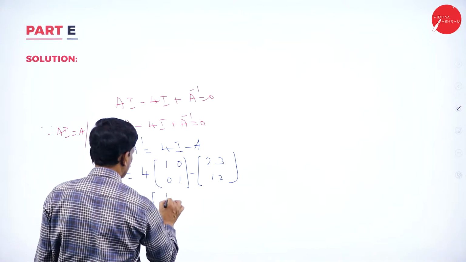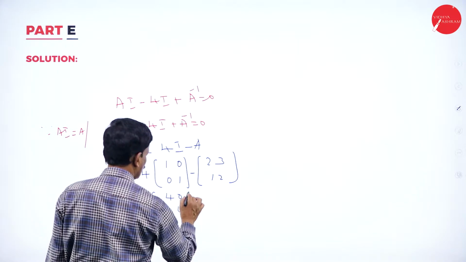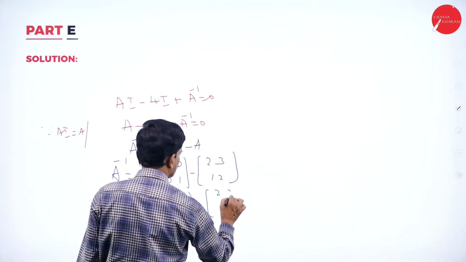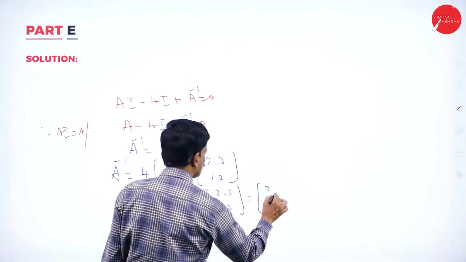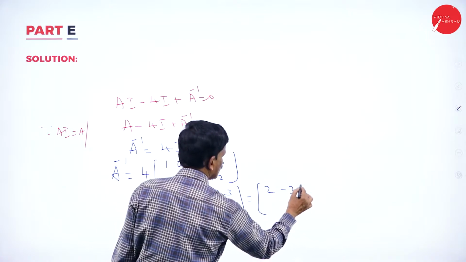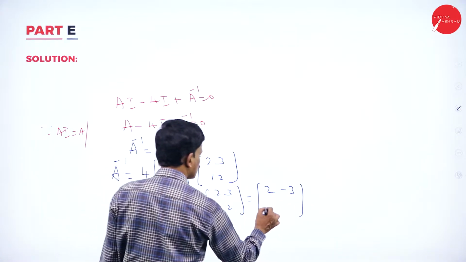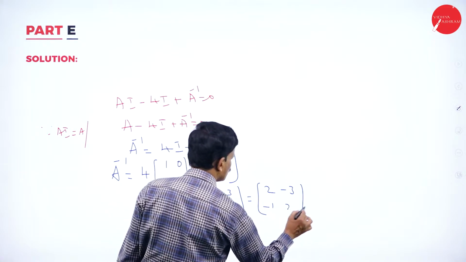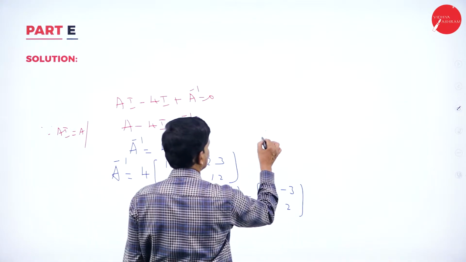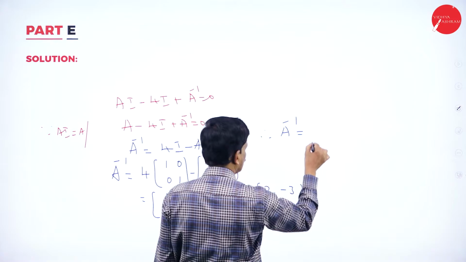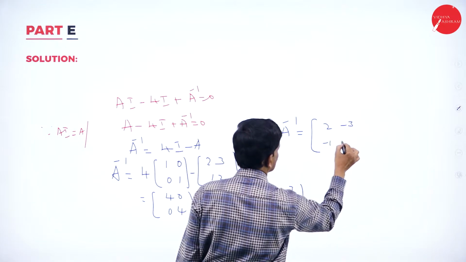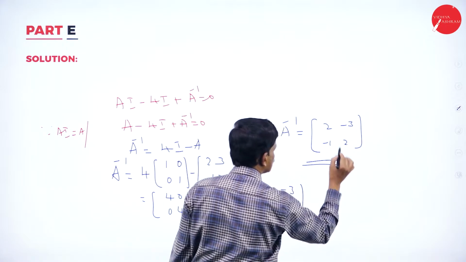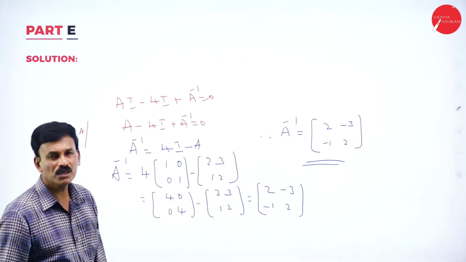This is 4 0 0 4 minus 2 3 1 2. Subtract this. 4 minus 2 is 2. 0 minus 3 is minus 3. Again 0 minus 1 is minus 1. 4 minus 2 is 2. So, therefore, the required inverse, A inverse is equal to 2 minus 3 minus 1 2, and that's all. This is the inverse for the given matrix, that's all.